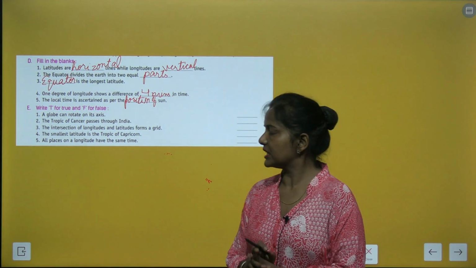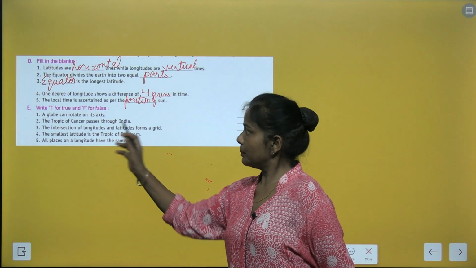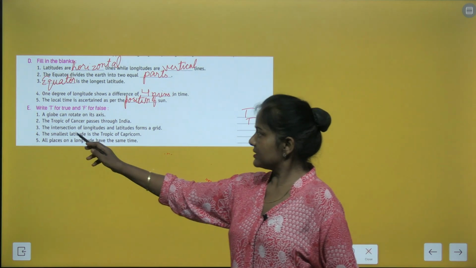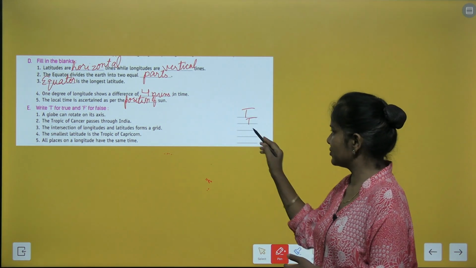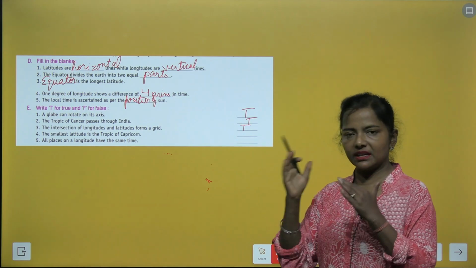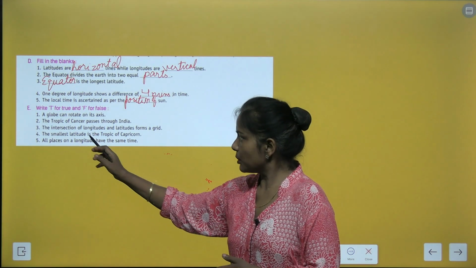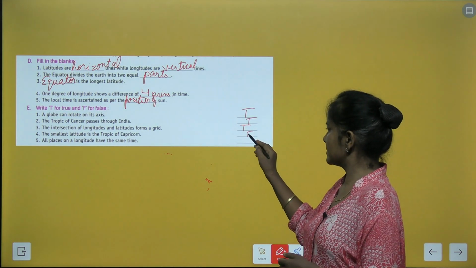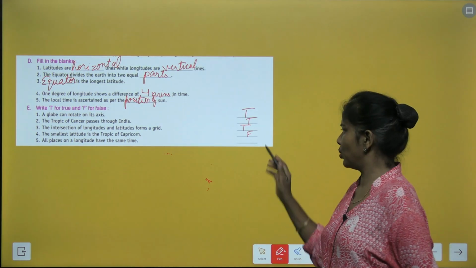Write T for true and F for false. A globe can rotate on its axis. True. The Tropic of Cancer passes through India. Yes, this is true. The intersection of longitudes and latitudes forms a grid. Yes, this is also true. The smallest latitude is the Tropic of Capricorn. False. All places on a longitude have the same time. No, false.